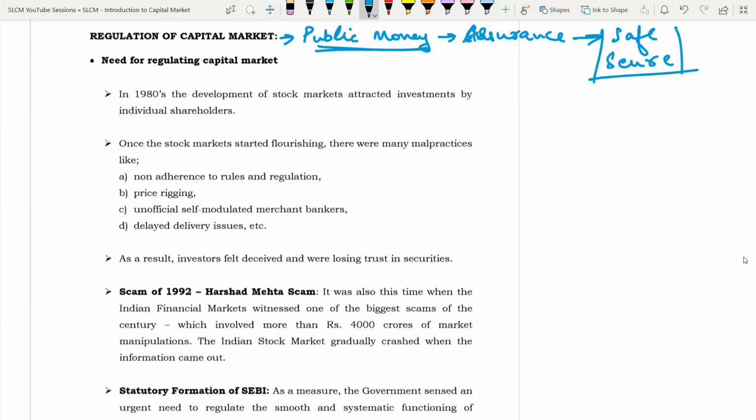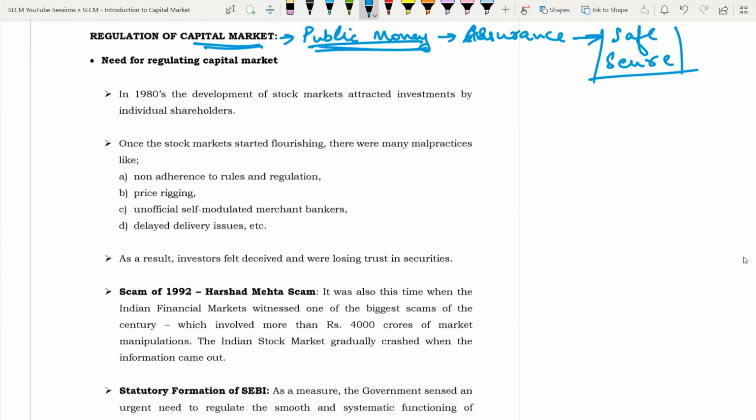Only if they have this guarantee that for the money they are putting in, somebody is there to have a check on it, that there are no frauds and scams taking place. So that is the primary reason for regulating this market, because mainly it is the public money at large that is being utilized in this particular market.